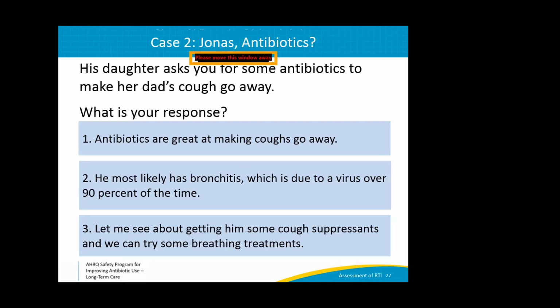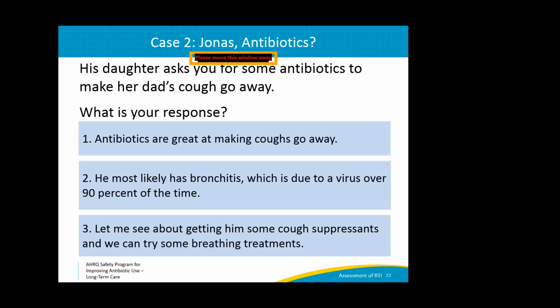Instead, it is good to use an approach that is a combination of number 2 and number 3. Talk with him and with her about the diagnosis of bronchitis, what that means, the fact that it's due to a virus over 90% of the time, and that in the vast majority of cases, it gets better on its own, although it can take some time, even a couple of weeks, to go back to normal. And to emphasize to her and to him that just because we're not giving antibiotics, it doesn't mean that we're not going to treat him.